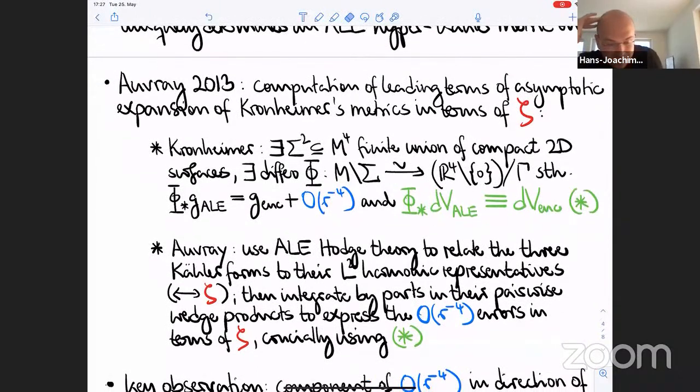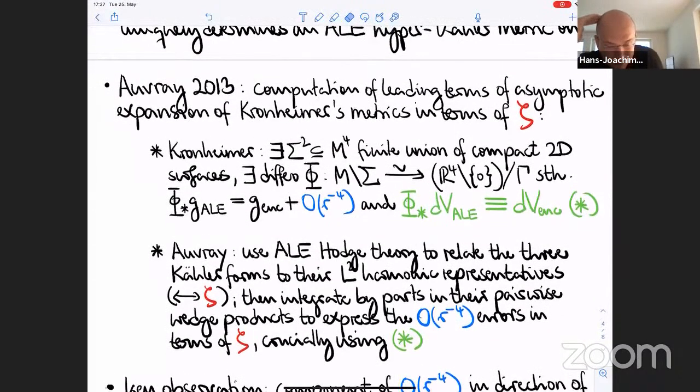Briefly, the idea is that what Kronheimer showed in his papers is that you can take your ALE space M4 and remove a finite union of compact two-dimensional surfaces, sigma 2, a finite CW complex if you want. If you do that, then the complement becomes diffeomorphic to the complement of the origin in the asymptotic cone, the tangent cone at infinity. And you can choose this diffeomorphism in such a way that two conditions are satisfied. First of all, this is actually an ALE coordinate system for the Kronheimer ALE hyperkähler metric.